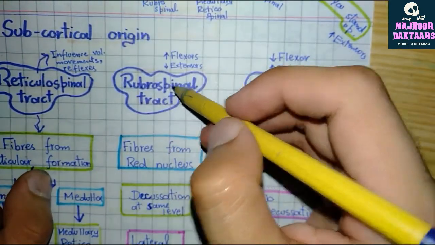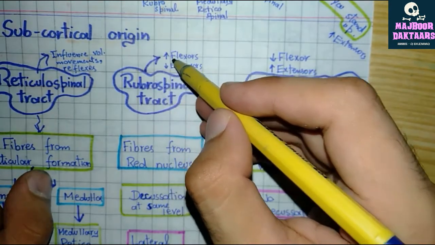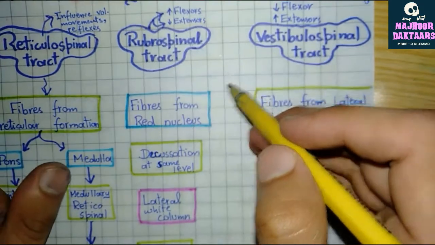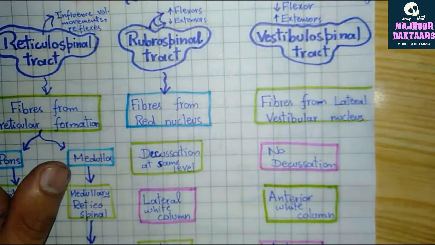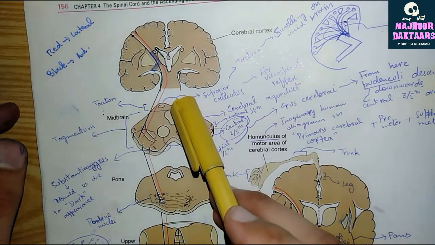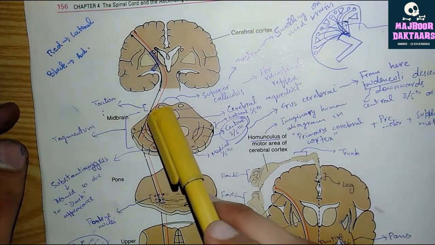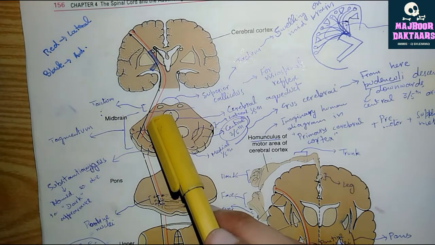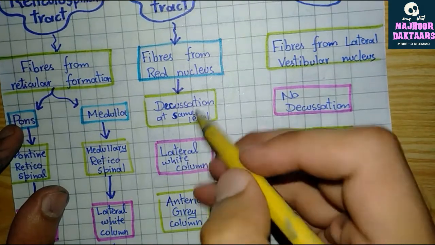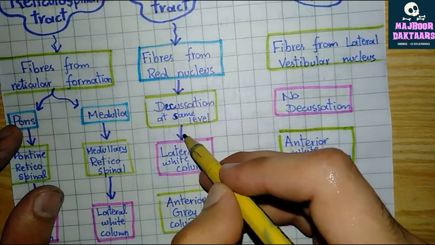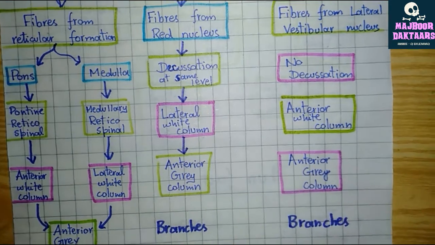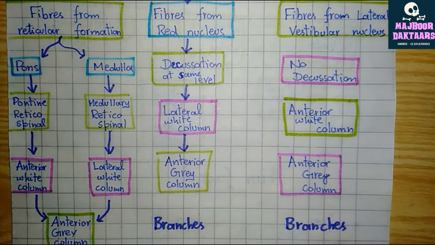Now talking about the rubrospinal tract. The rubrospinal tract influences the flexors in a positive way and degrades the action of extensors. The rubrospinal tract starts from the fibers from the red nuclei. The anterior large portion of the midbrain is the tegmentum, while the posterior swelling is the tectum. In the tegmentum, the red nucleus is present, from where the rubrospinal tract fibers originate. These fibers decussate at the same level of their origin. Then they descend further and move through the lateral white column, then the anterior gray column where they synapse with the interneurons, and then with the lower motor neurons.